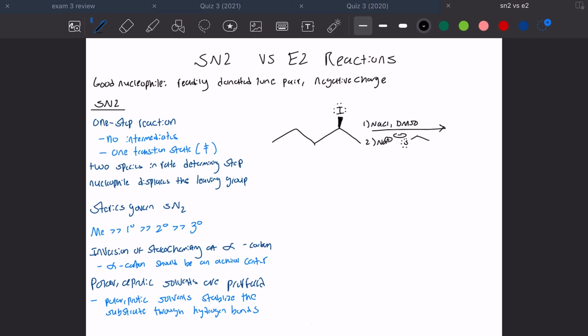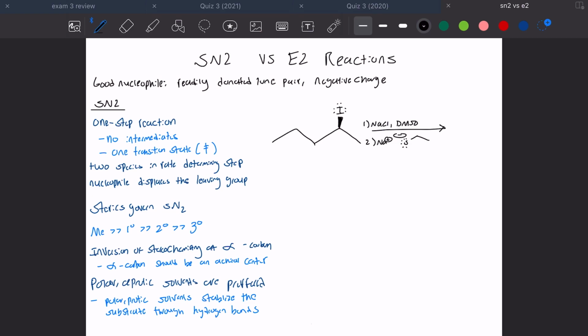Before we even dive into when we use an SN2 or E2, you need to have a good nucleophile. So what does it mean to be a good nucleophile? Basically, a good nucleophile should have a readily available lone pair that can be donated, and should have a negative charge on this molecule to classify it as a good nucleophile. But not all good nucleophiles are good strong bases. Every strong base is a good nucleophile though, so they're not really interchangeable. And this is important when we go into SN2 and E2 reactions.